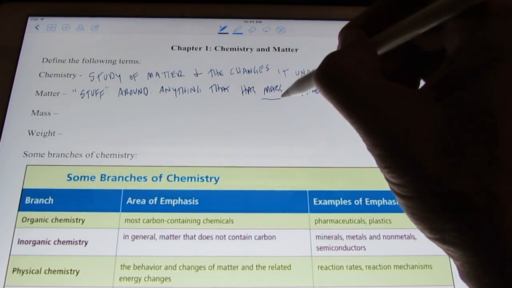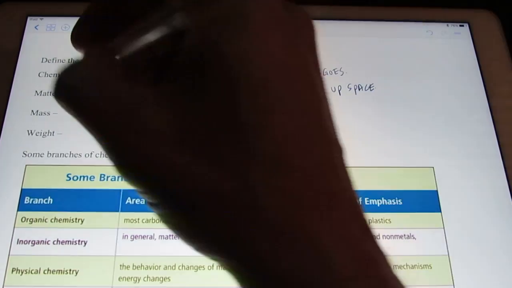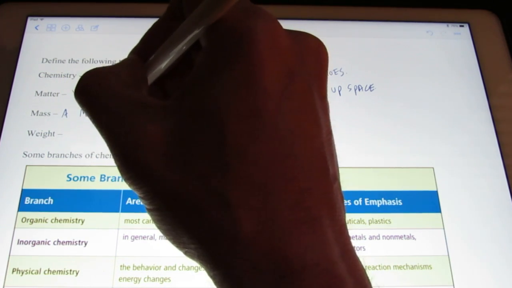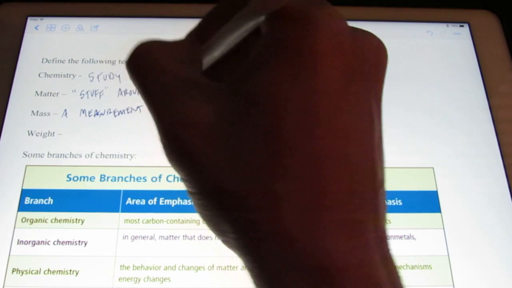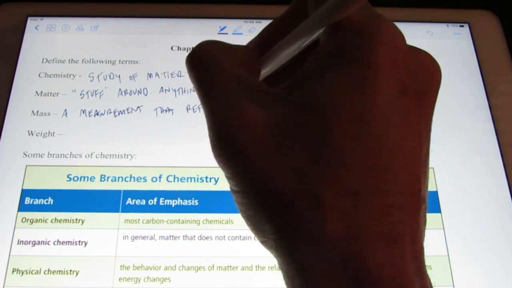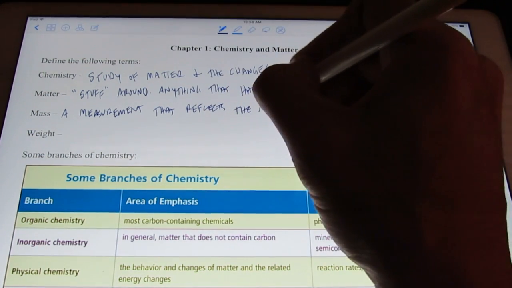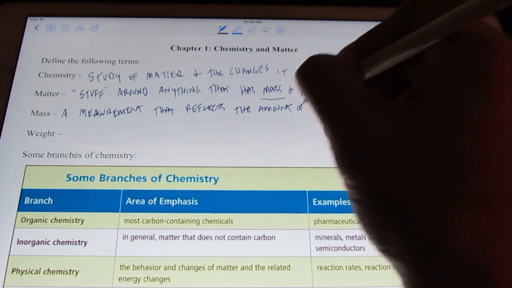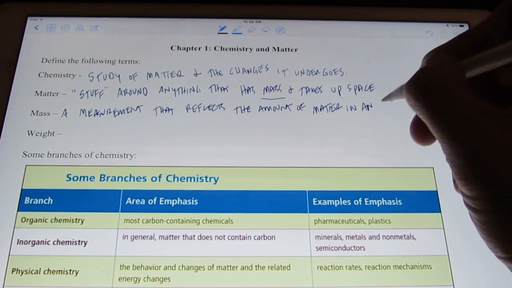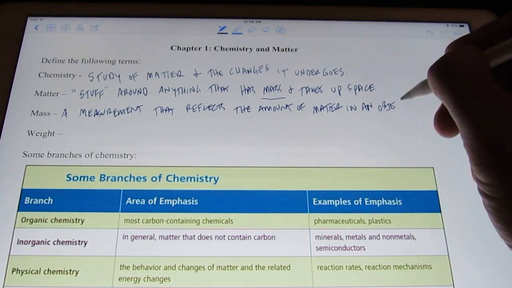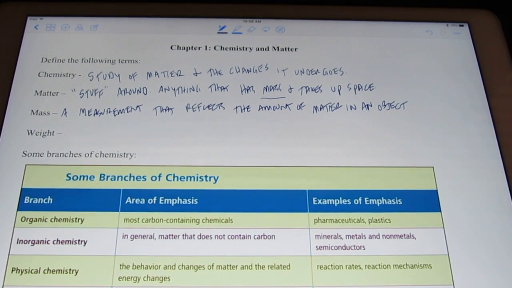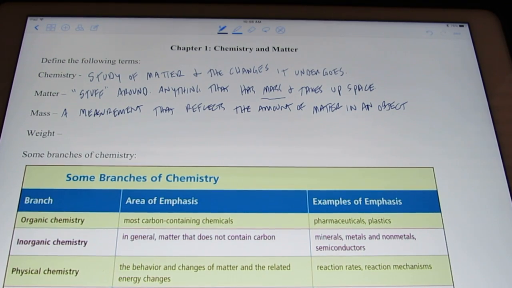So what is mass? Mass is simply a measurement that reflects the amount of matter in an object. A measurement that reflects the amount of matter in an object. It's basically how many atoms there are in a particular object.